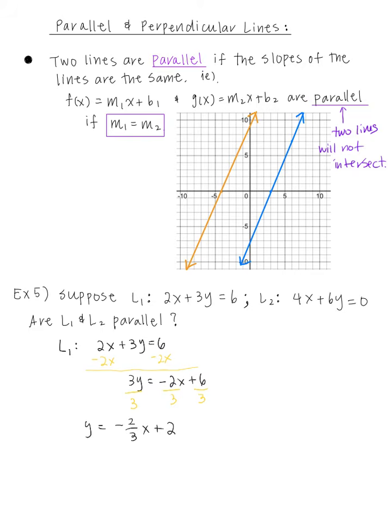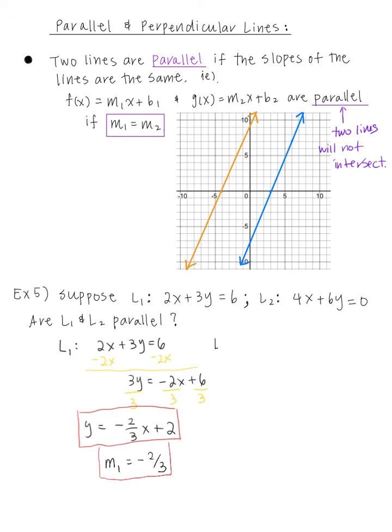So let me just box that. Now what form is this in? Well, what do you got? Slope, right? We got the slope, and then this is the y-intercept. So this is slope-intercept form. But anyways, the slope of the first line, I'm just going to call it m1, the first slope, is negative 2/3. Alright, so let me just box that too, because that's important information.